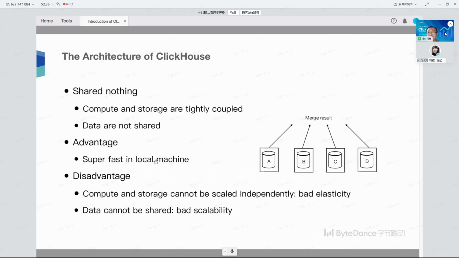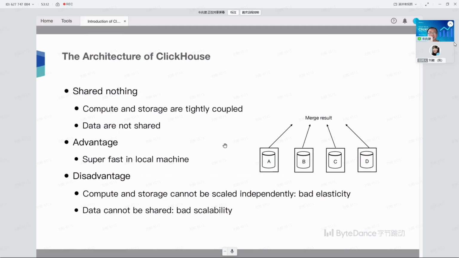Before I introduce our new system, let's take a look at the existing architecture of ClickHouse. ClickHouse uses a shared nothing architecture. The computing resource and the storage resource are tightly coupled, as shown in this figure. You will notice each machine has its own data, so the data are not shared across different servers. That is why we call it shared nothing architecture.